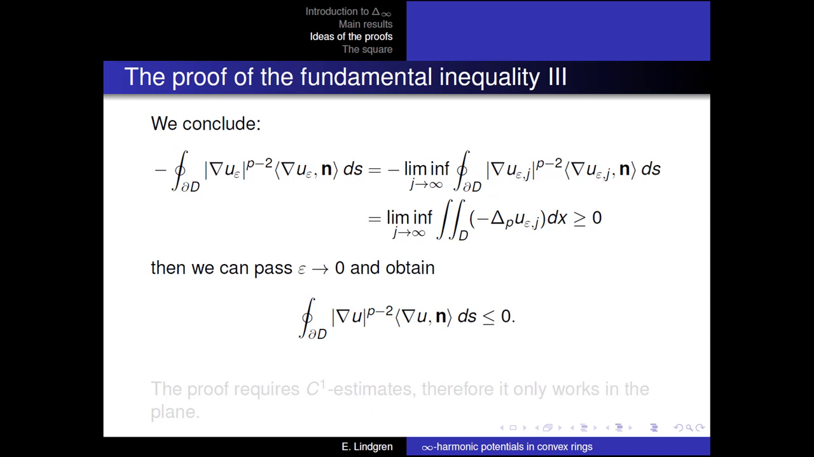I saw that paper by Julien and Julien. And I should also say that this proof requires C1 estimates of the limiting solution. So even if we had all the other tools available in higher dimensions, we couldn't do the proof here because you don't have that the solution is C1. Maybe you can do it in some other way, I don't know. Okay, but so this is the main inequality we're using.